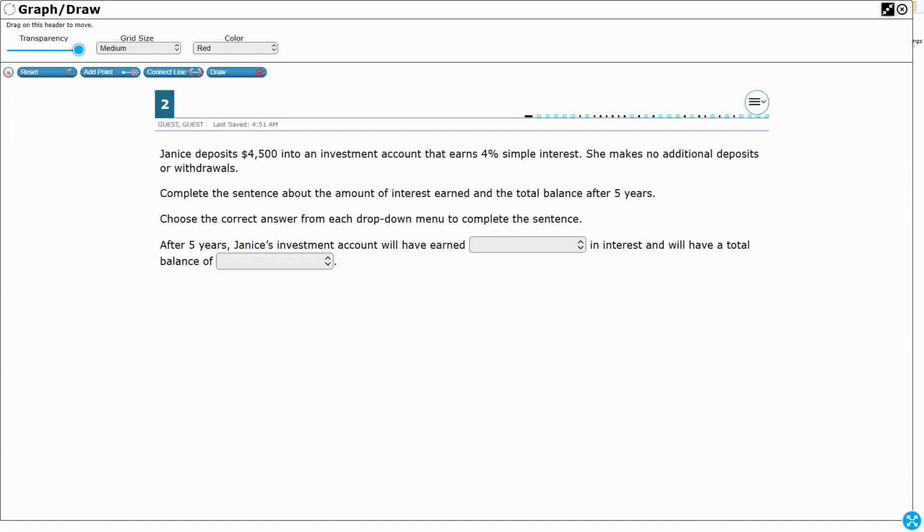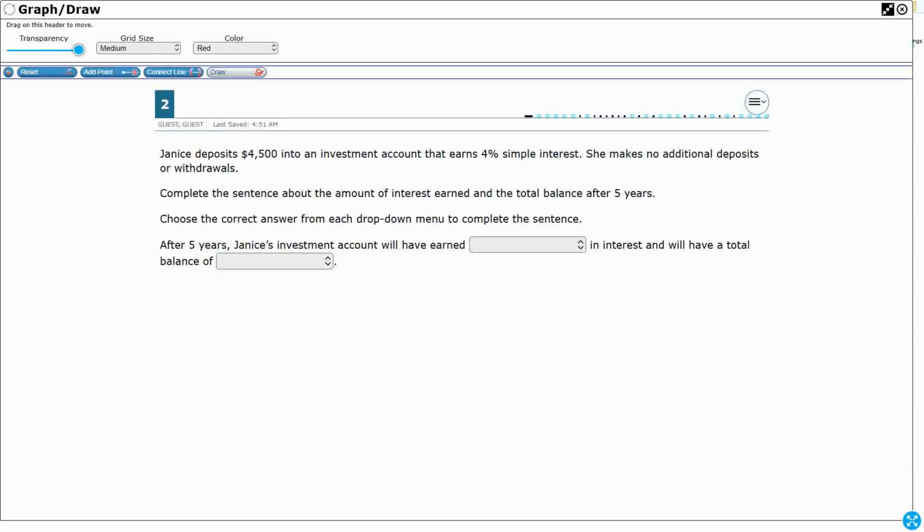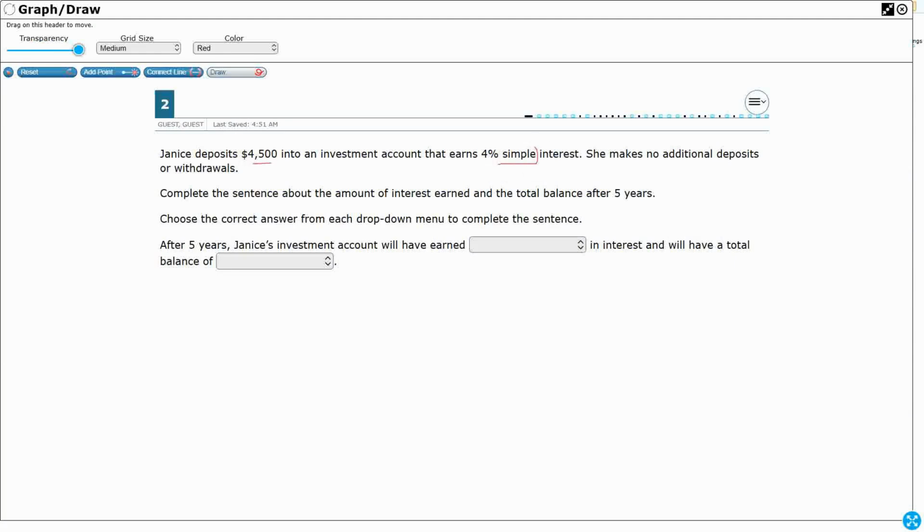So Janice deposits $4,500 and earns 4% simple interest. Now that's very important because we're going to calculate simple interest and compound interest differently. And she makes no additional deposits or withdrawals. Okay, so when we're talking about this $4,500, we call this the principal. It's the starting amount. How much money is she starting with?